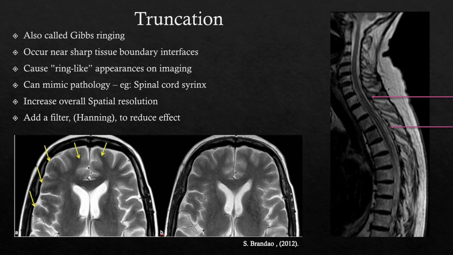Particularly in some scans, like the image of the spine with the pink arrows, it can cause some mimics or false positives, as they can appear like a syrinx in the spinal cord.